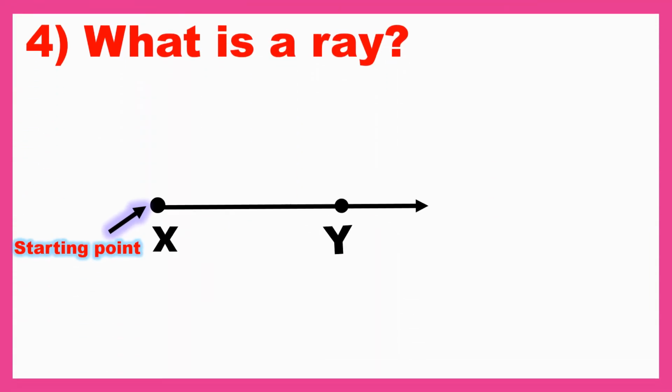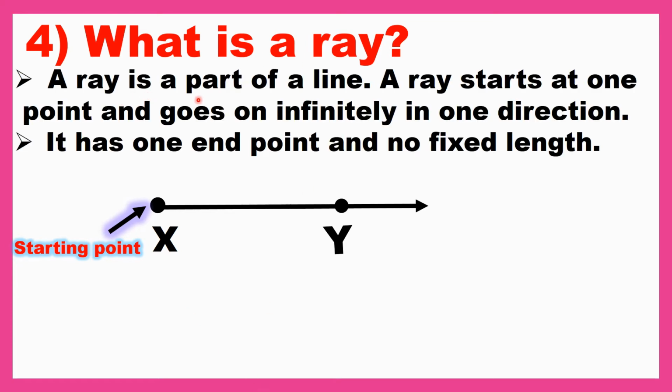Now, let us learn what is a ray. Look at the shape. This is a ray. A ray is a part of a line. A ray starts at one point and goes on infinitely in one direction. It has one end point and no fixed length. Point X is the starting point. Similarly, we can take another point at any place of the ray. Here we take point Y.